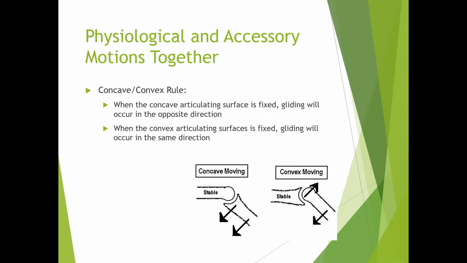Okay, so whenever the convex is moving, let's just try this all over again. Whenever the concave articular surface is fixed and the convex is moving, I'm gonna get it right here in a second. So the concave is stable, convex is moving. We get an opposite direction. So this is fixed, it's not moving at all. This is moving. We have an opposite direction of glide.